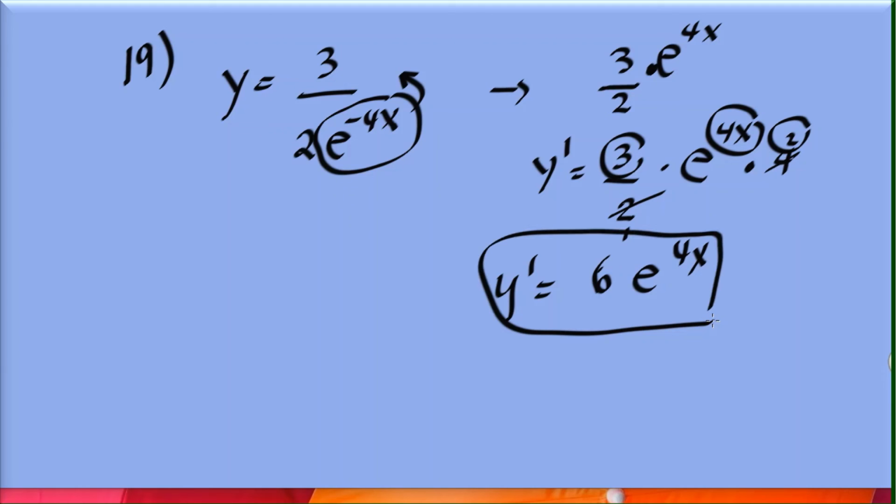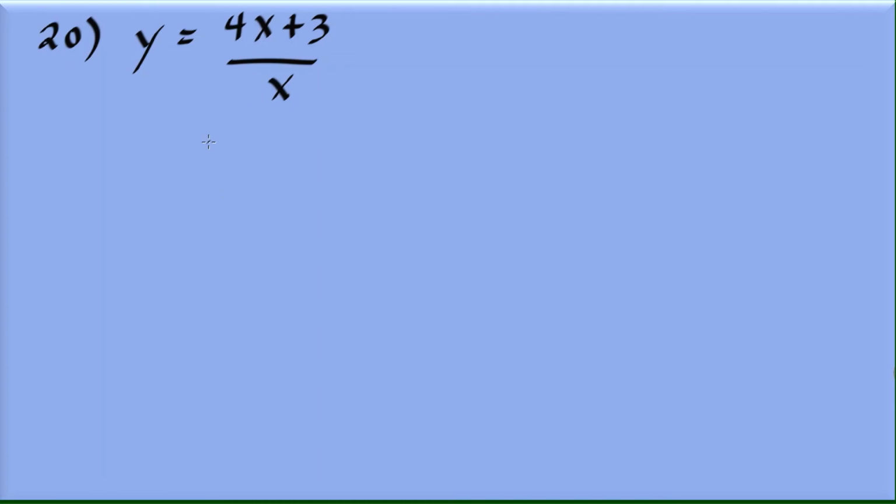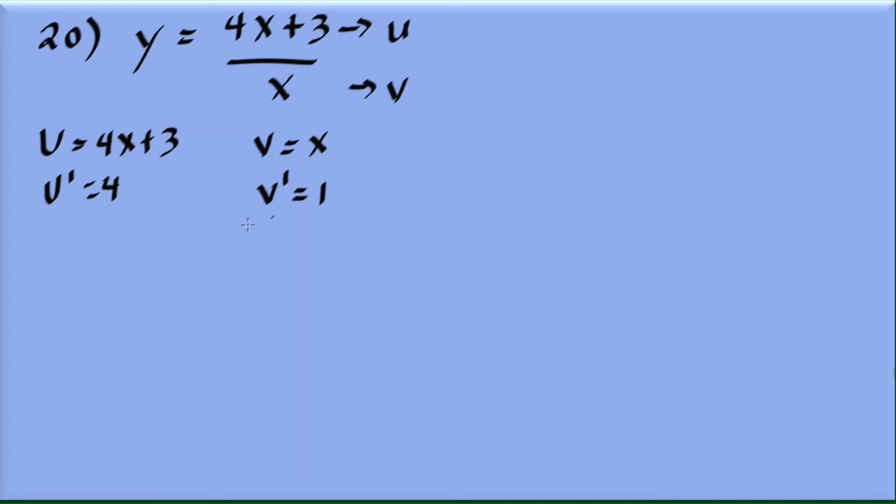So 6 e to the 4x. Right, so one last question. Let's say number 20, we have y equals 4x plus 3 over x. So obviously this is a quotient rule question. Let's say our u is 4x plus 3 and our v is x. So organizing, u is 4x plus 3, now u prime is 4. And then v is x, our v prime is 1.